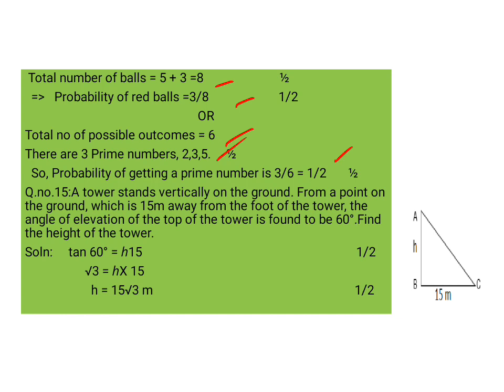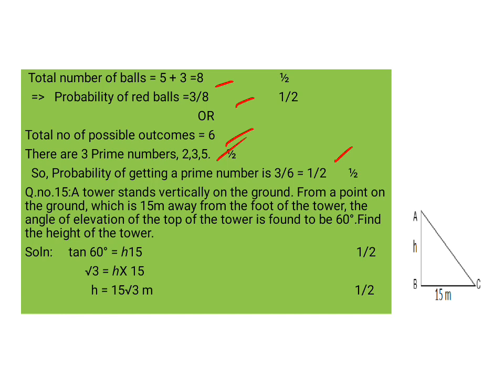Question number 15. A tower stands vertically on the ground. From a point on the ground which is 15 meters away from the foot of the tower, the angle of elevation of the top of the tower is found to be 60 degree. Find the height of the tower.